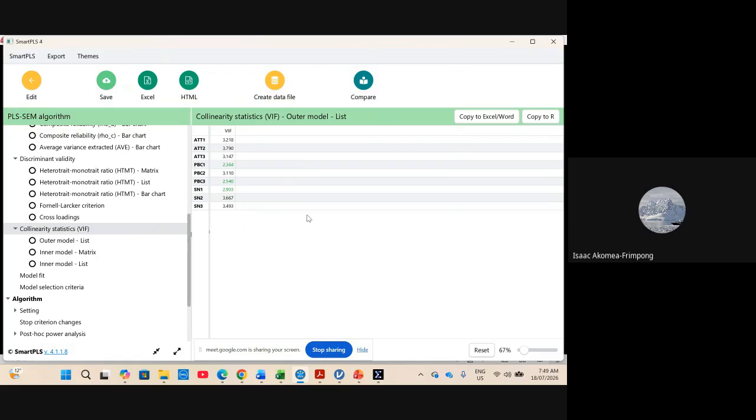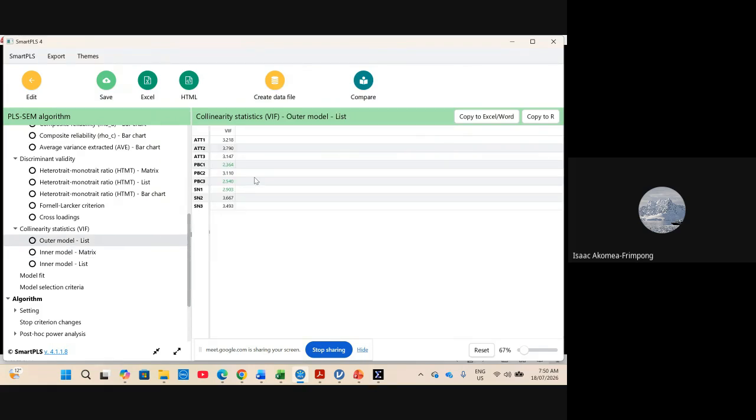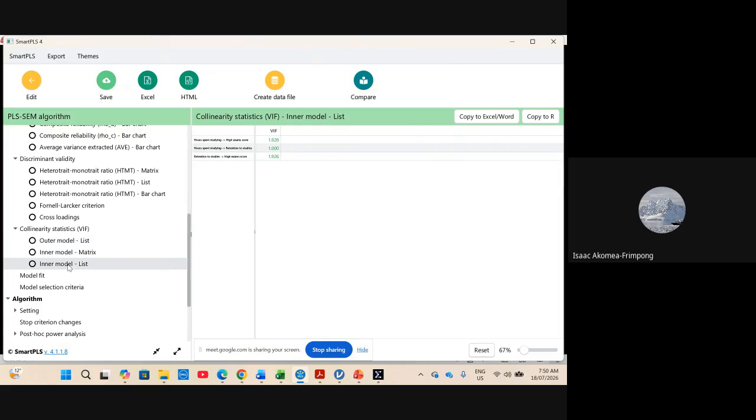Okay, so that is the collinearity test, or the VIF. Any other thing that you need to do? Oh, okay. I have the inner model, and I think the inner models are okay. The outer ones, which are the indicators, are where I have some issues. But in terms of the inner model, which refers only to the constructs, the blue ones, it seems my VIFs are okay.